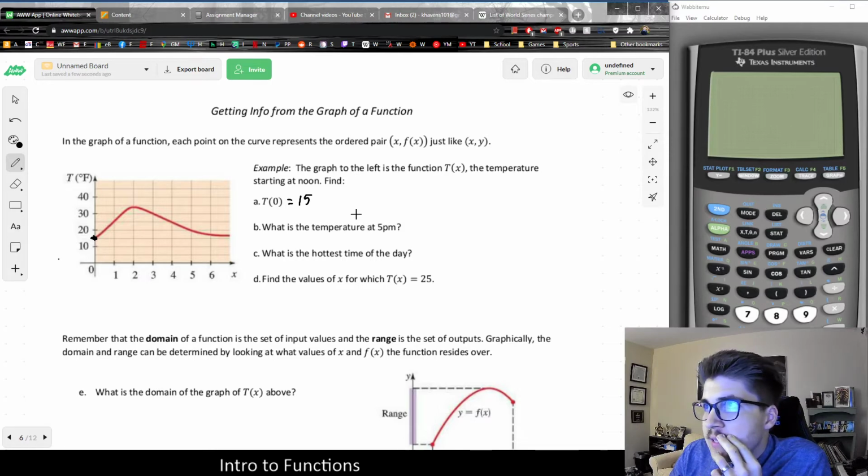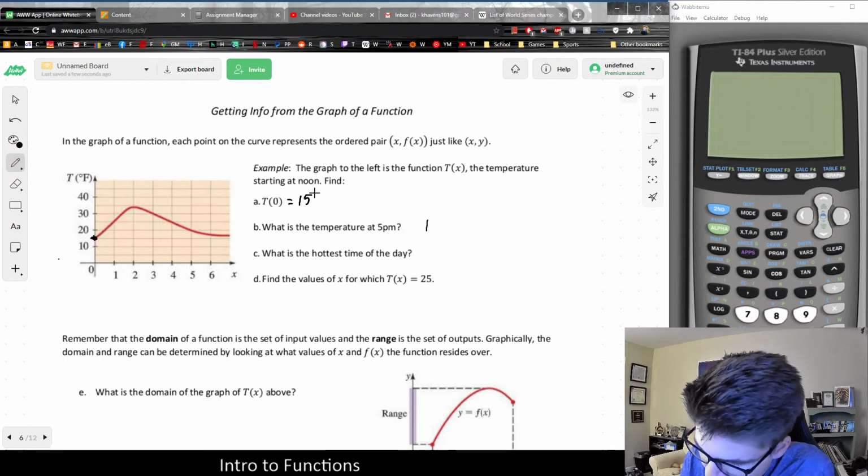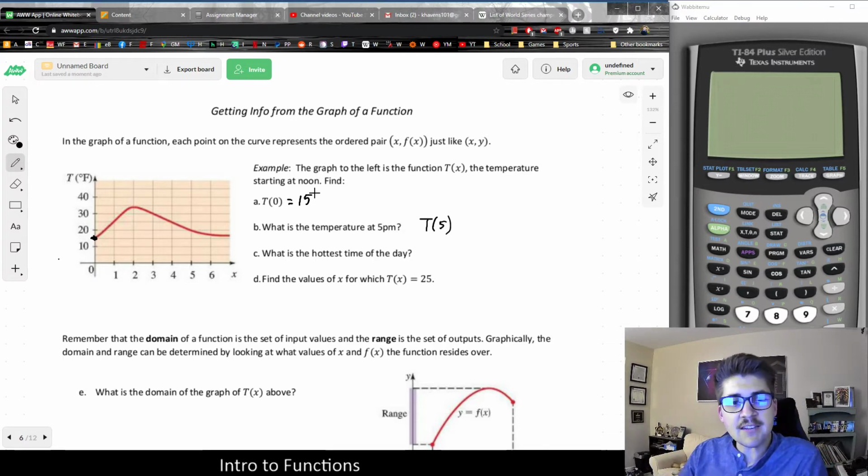Next question asks, what is the temperature at 5 p.m.? In the same way, the question is, am I looking at the x-axis or the y-axis? Time is on the x-axis, and the temperature is on the y-axis. So it's asking me, what is the y value when x is 5? Or another way you could write this is T of 5, right? Because that's exactly the meaning of this function. What's the temperature at 5 o'clock?